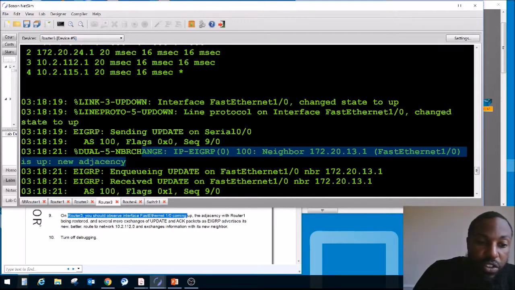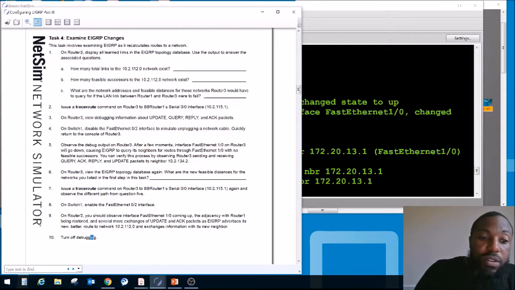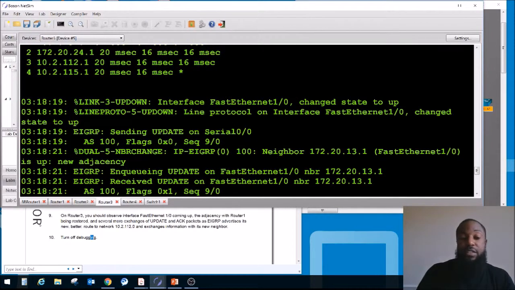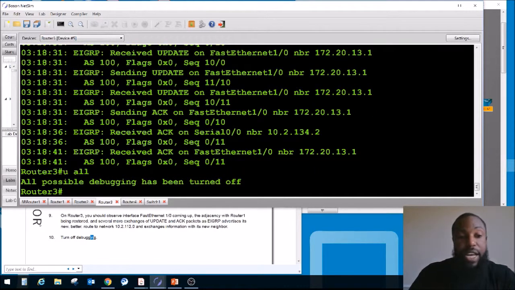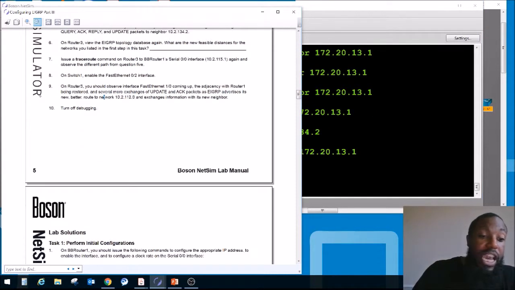The adjacency is being restored after several more exchanges, update, and ACK packets. EIGRP advertises its new better route to 10.2.112 and exchanges information with its new neighbor. Then they want us to turn off debugging. The easy way to do that is just u all, u space all, which is basically short for undebug all. So now we just turned off debugging. And that's the end of that lab.